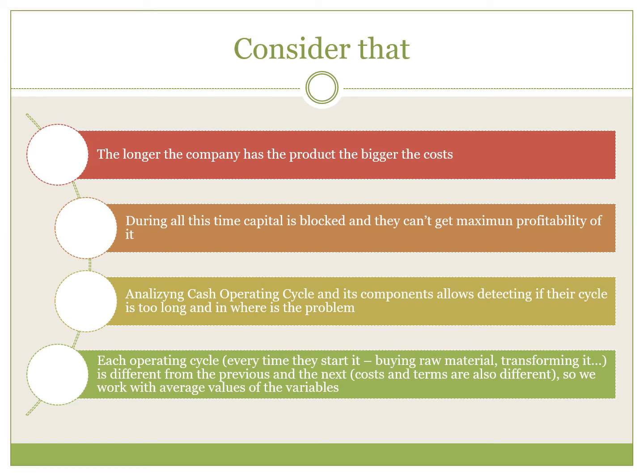There's one more thing we need to talk about before going to the formulas. You have to take into account that each operating cycle, every time the company starts buying raw material, transforming it, and goes until the end, is different from the previous one and from the next one. So the cost and the time lapses are also going to be a little bit different.